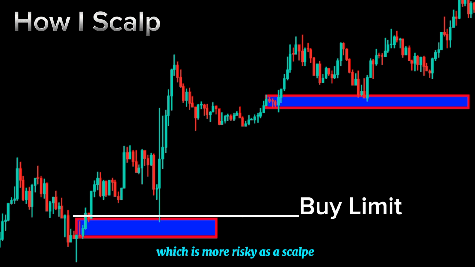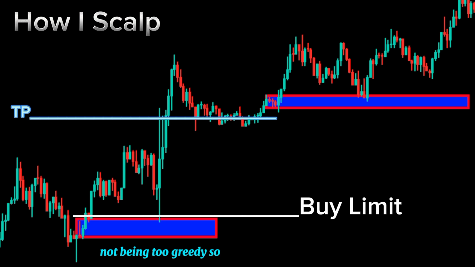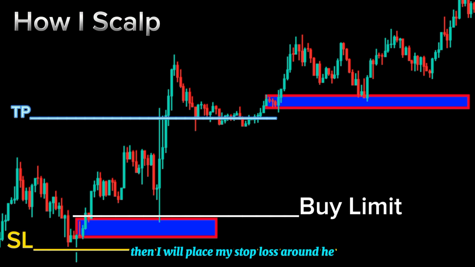As a scalper, you should always have a plan for each trade. For me, I will place my take profit target anywhere around here, not being too greedy, so I can receive my quick money and go out to enjoy life with my loved ones and the love of my life. Then I will place my stop loss around here, just in case the market has a different plan for the trading chief. With all this set, I cross my hands and watch the outcome of my trade, if it will be another win or a quick loss.